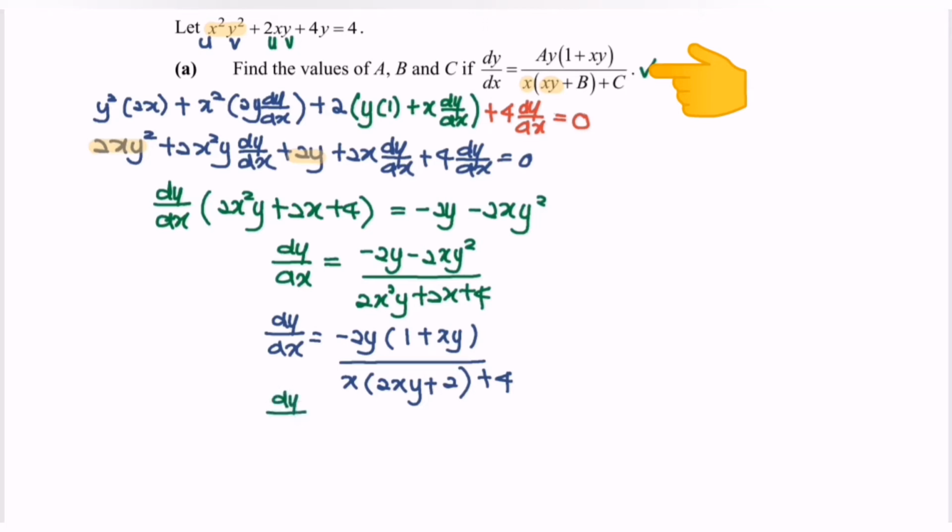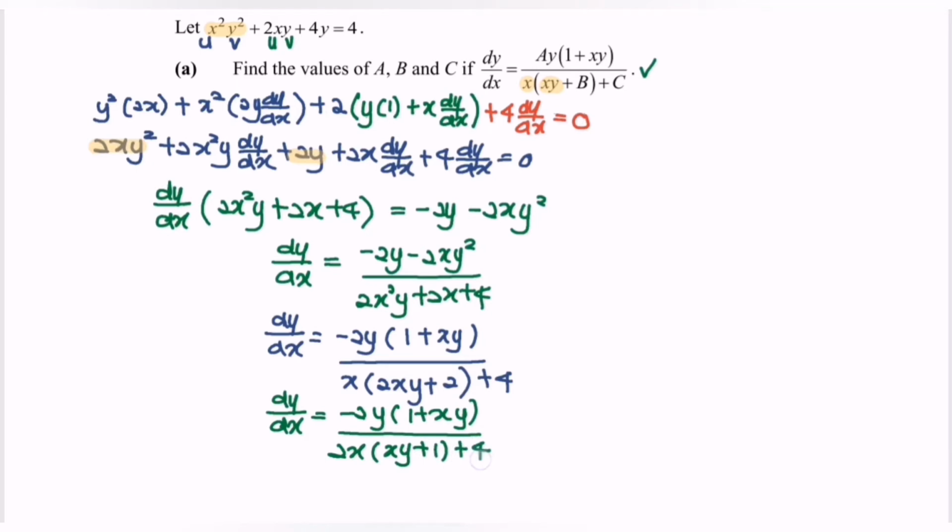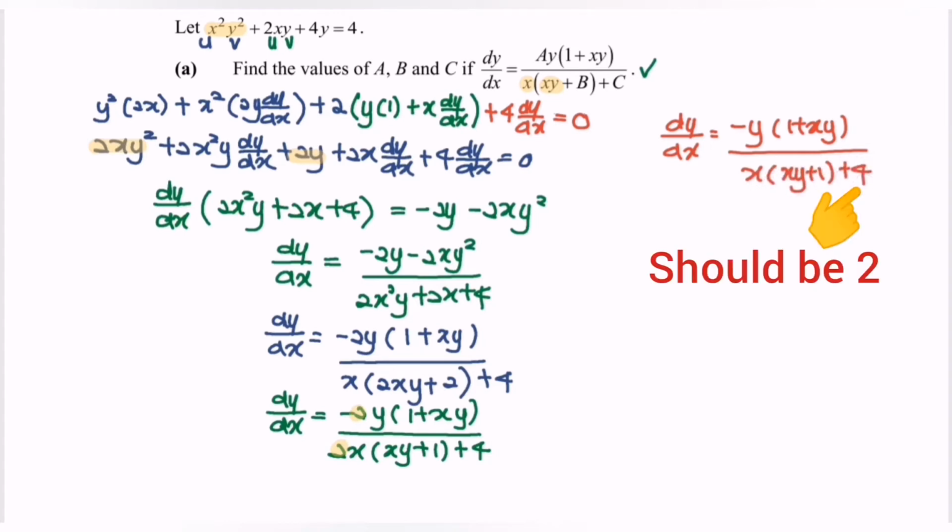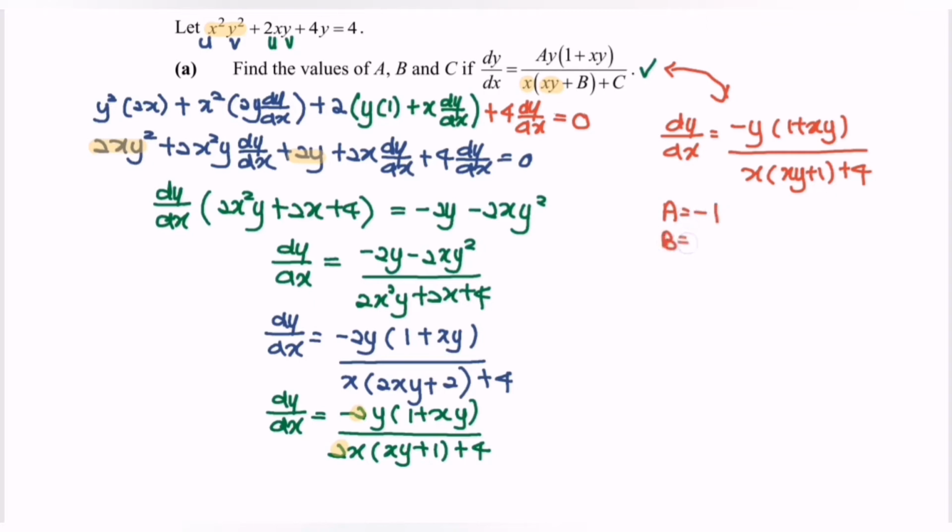So we have dy/dx equals negative 2y bracket 1 plus xy over 2x bracket xy plus 1 plus 4. So if we simplify the situation, finally we will have dy/dx equals negative y bracket 1 plus xy over x bracket xy plus 1 plus 4. So by comparing these two, we have a equals negative 1, b equals 1, and c equals 4.